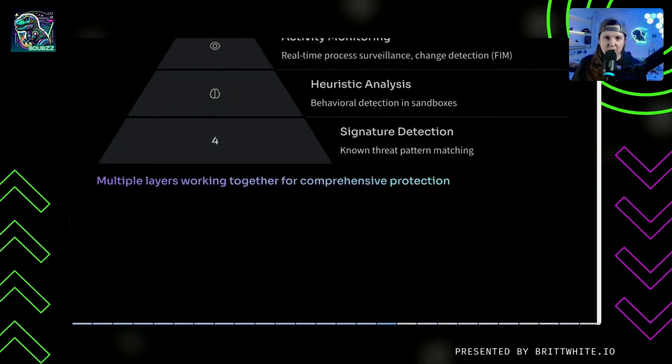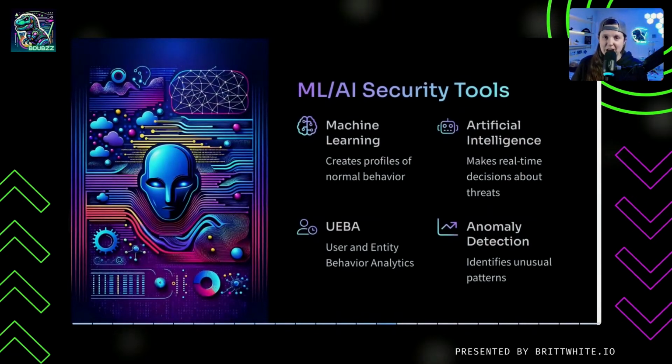Now, machine learning, or ML, and artificial intelligence, or AI tools act as your smart security partners, working together like experienced investigators. Machine learning creates a detailed profile of what normal behavior looks like in your environment, while AI makes real-time decisions about potential threats. Now imagine an executive in your organization who regularly accesses financial reports during business hours from their office IP address. UEBA, or that User and Entity Behavior Analytics we discussed back in session 22, learns this pattern over time.